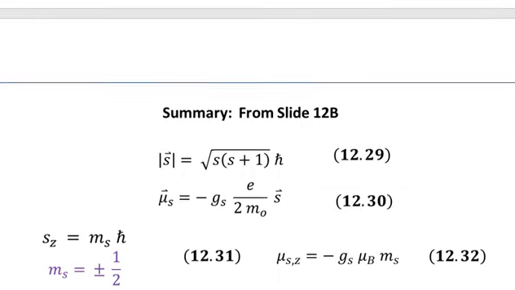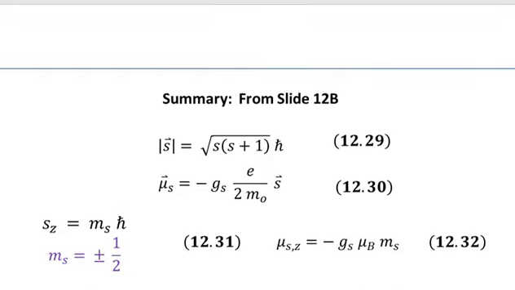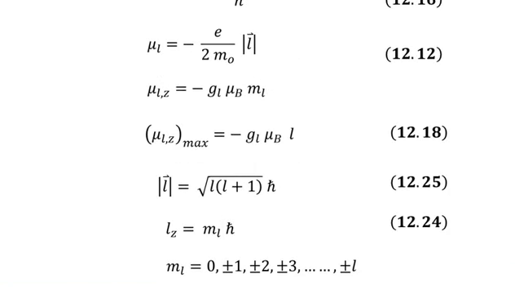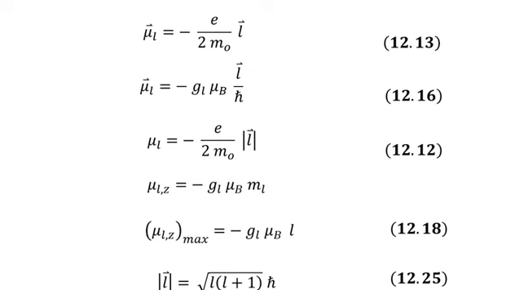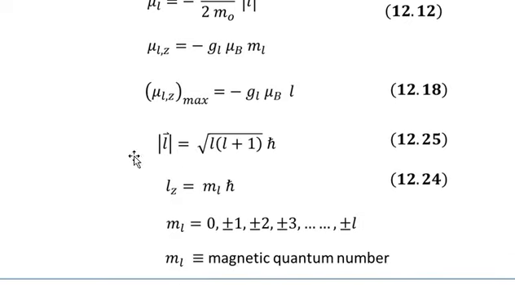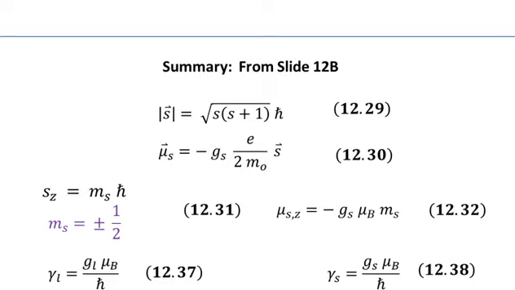Now in lecture number 12A, we discussed the quantities which were related with the orbital motion. That is, we represented orbital angular momentum, we presented orbital magnetic moment, we presented a relationship between them, and we expressed the magnitude of the orbital angular momentum in terms of the orbital quantum number. Then we presented the orbital magnetic quantum number. So these things were presented, and in slide number 12B, we presented the same things but for the spin quantities.